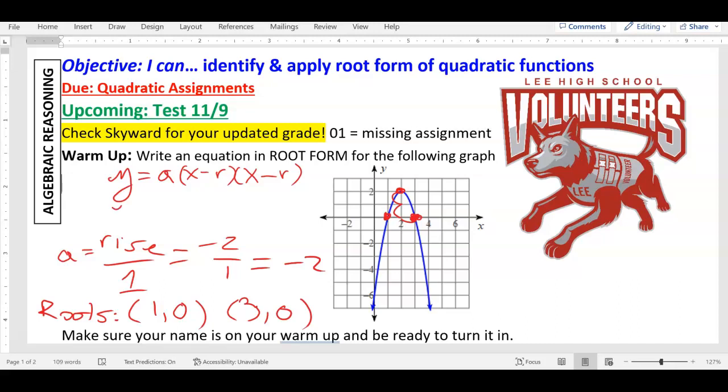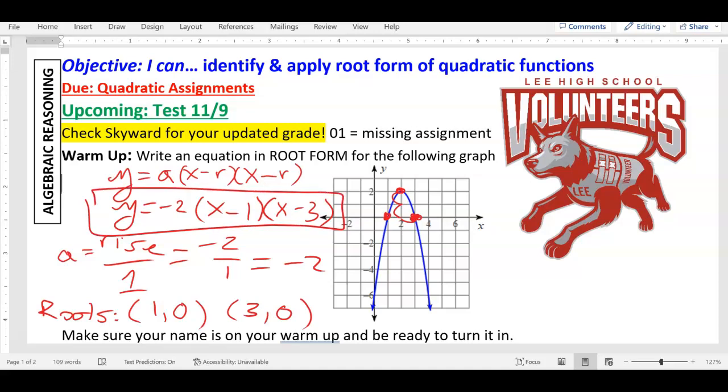Y equals, what am I going to put for A? Negative 2. What goes inside the parentheses? Okay, X what? This is a positive one, so we write, because insiders lie, minus 1. So X minus 1. What about the other parentheses? X minus 3, because the root is positive 3, insiders lie, we put negative 3. So this is what I was aiming for. What's the equation from the graph in root form?